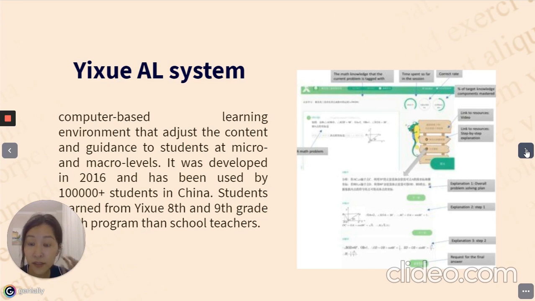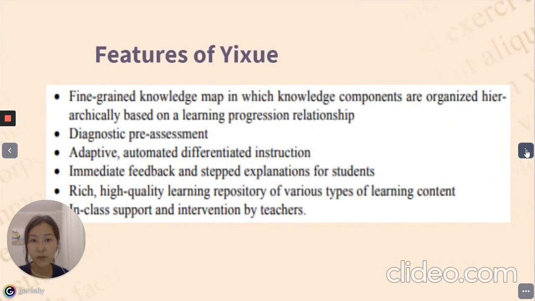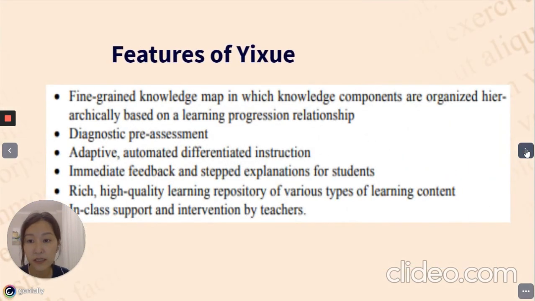It adjusts the content and guidance to students at micro and macro levels, but it was deployed and developed in China in 2016. By now, it has reached more than 100,000 students. Here you can see an example of a math problem on the EXO platform. So let's look why it has become so popular. The features of it are that it has a fine-grained knowledge map in which knowledge components are organized hierarchically. It has a diagnostic pre-assessment.